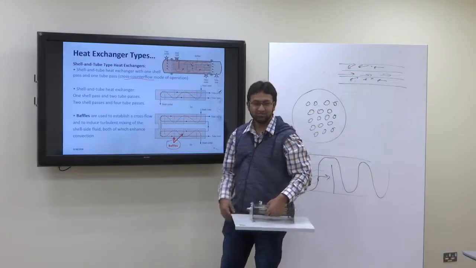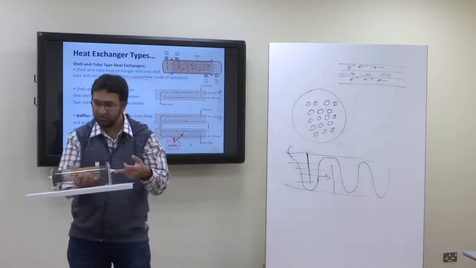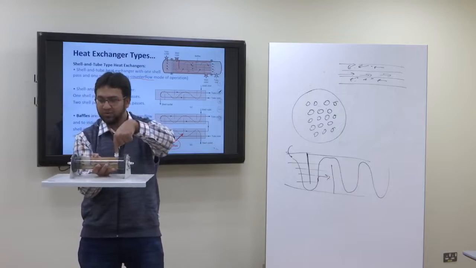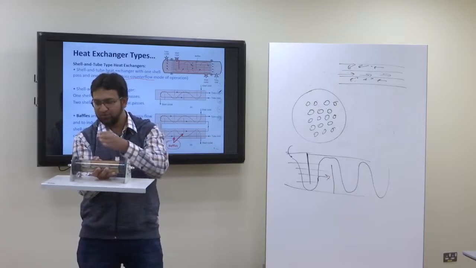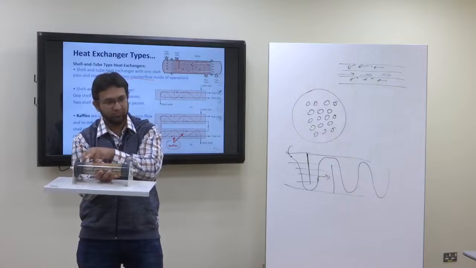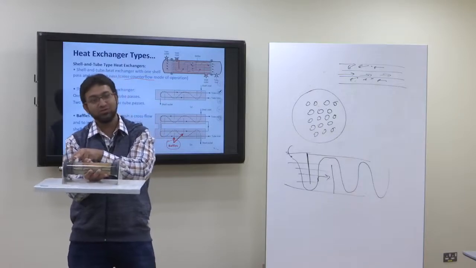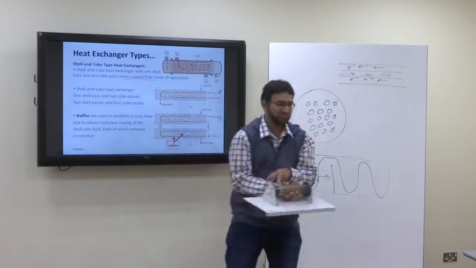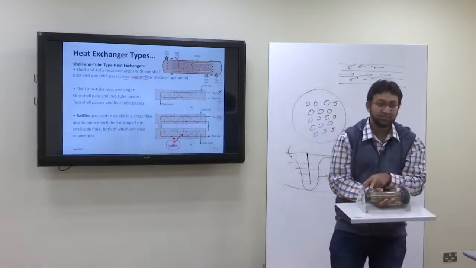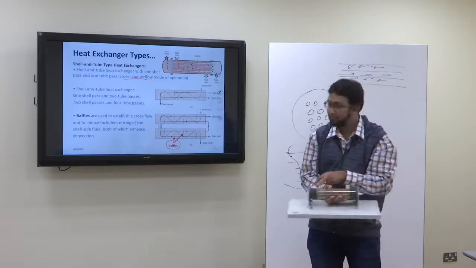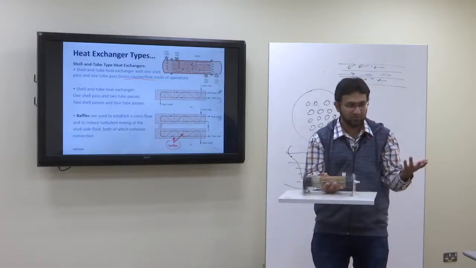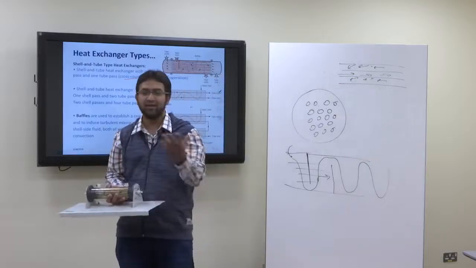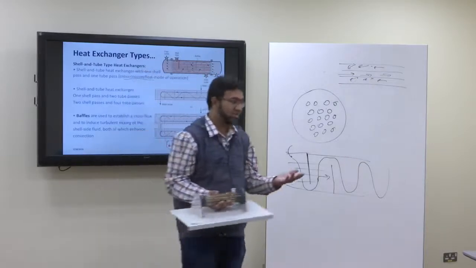Got it? Suppose the fluid is moving on the tube side in this direction, and I put the shell side fluid from here, and then it moves through the baffles until it comes out from here. This is called cross parallel flow. Yes, but we can make a cross parallel flow as well. So we can have cross counter flow, and we can have cross parallel flow in the shell and tube heat exchanger.